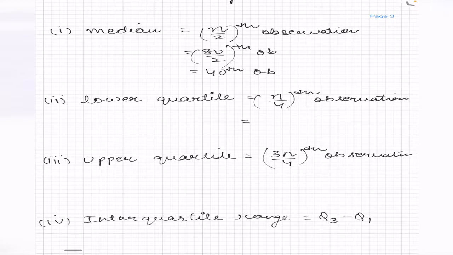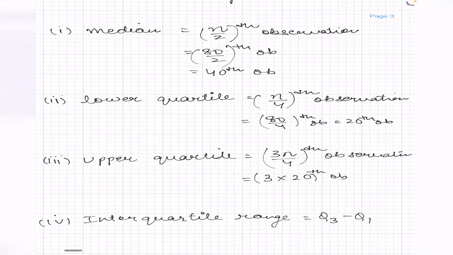Similarly, for lower quartile, it is 80 upon 4. That is the 20th observation. This is not the answer. We have to find out the value with the help of these observations. So next is 3 into 20, because n by 4 was the 20th observation. So 3 into 20 is the 60th observation. So one by one we will find out the median, lower quartile, and upper quartile.